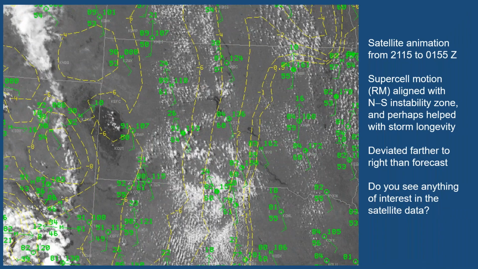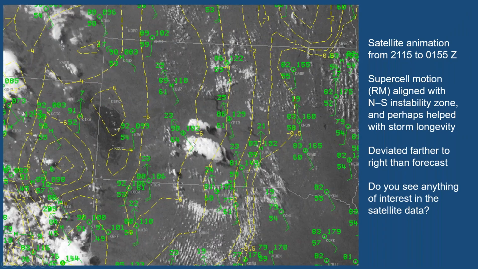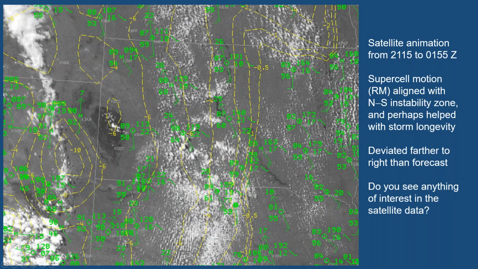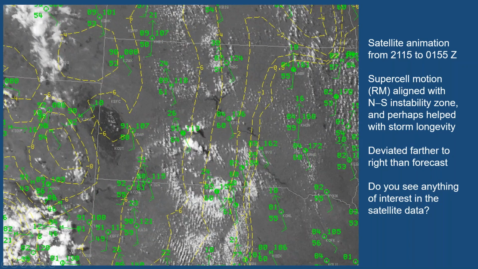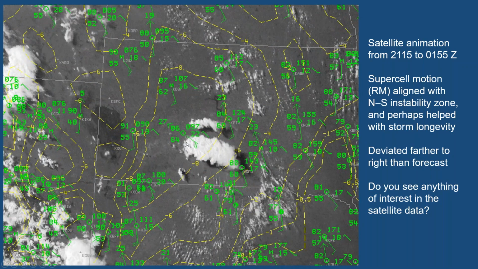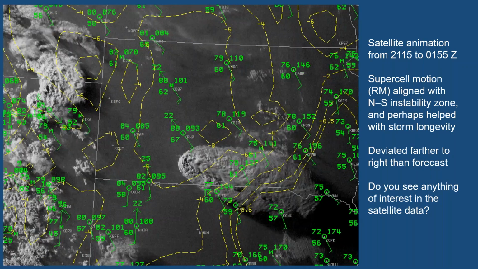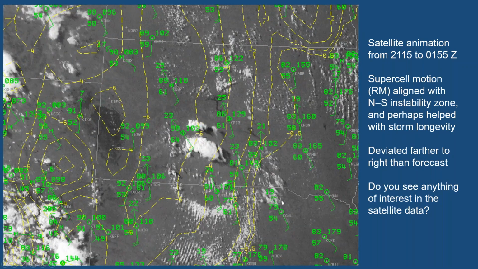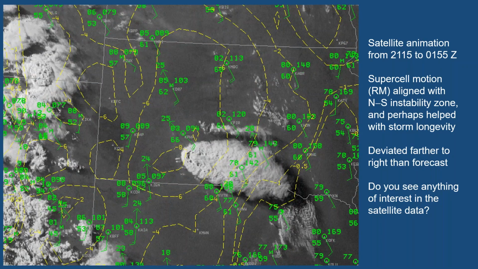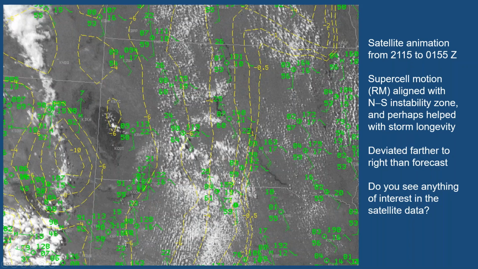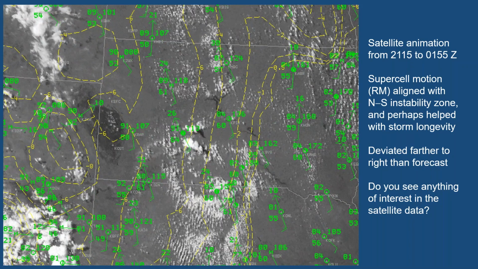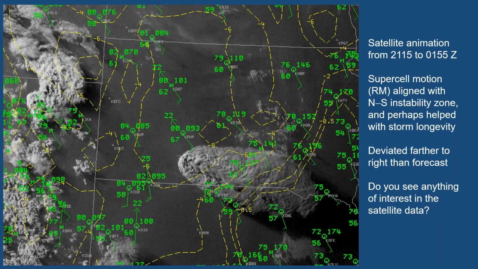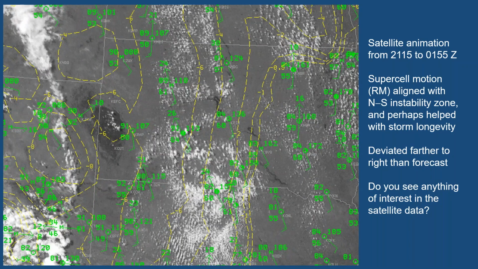Here's the satellite animation from this event, and we see that there's this north-south instability zone. These are LIs here from -6 to -8, so very, very unstable, a good southerly flow. And it's possible that the storm deviated further to the right just because it was feeding off of this instability zone. There's another interesting thing I noticed as I was reviewing this case that I didn't notice before, and that's this above anvil cirrus plume, which was actually pretty evident on the satellite imagery that we had prior to GOES 16 and 17. Of course, back then, we didn't know what an above anvil cirrus plume was, at least it didn't have that name at that time.